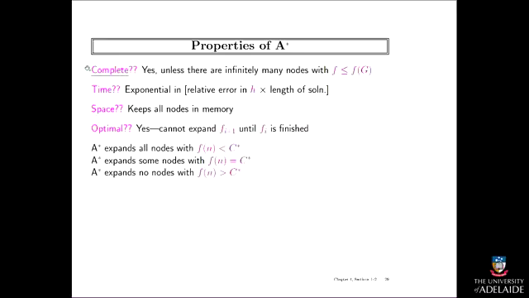Okay, so A star is going to expand all nodes for which, so what have I got here? C star is the optimal cost, the cost associated with the optimal path. So it's going to expand all nodes for which the value function is less than that optimal cost. It's going to expand some nodes for which f of n is equal to the optimal cost, and it's never going to expand a node for which the value function is greater than the actual cost to the goal.